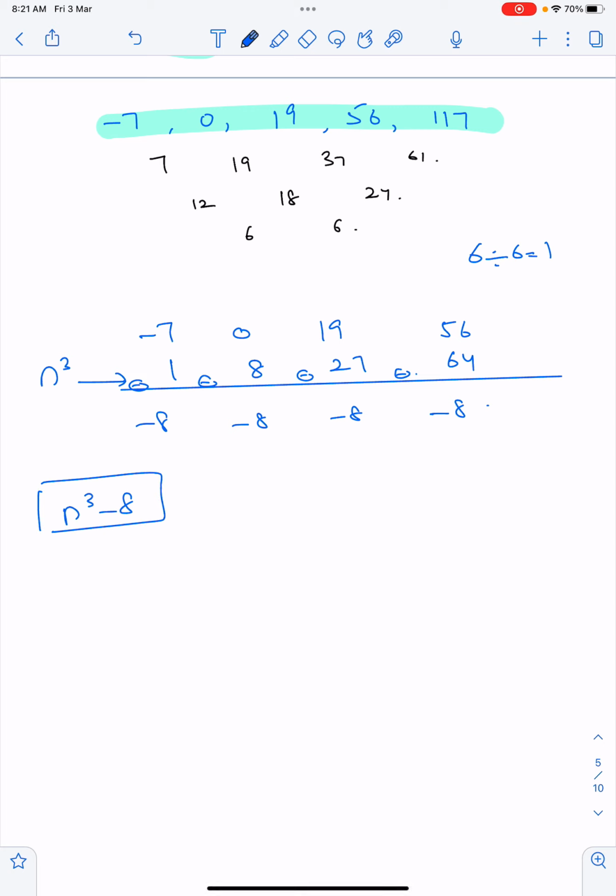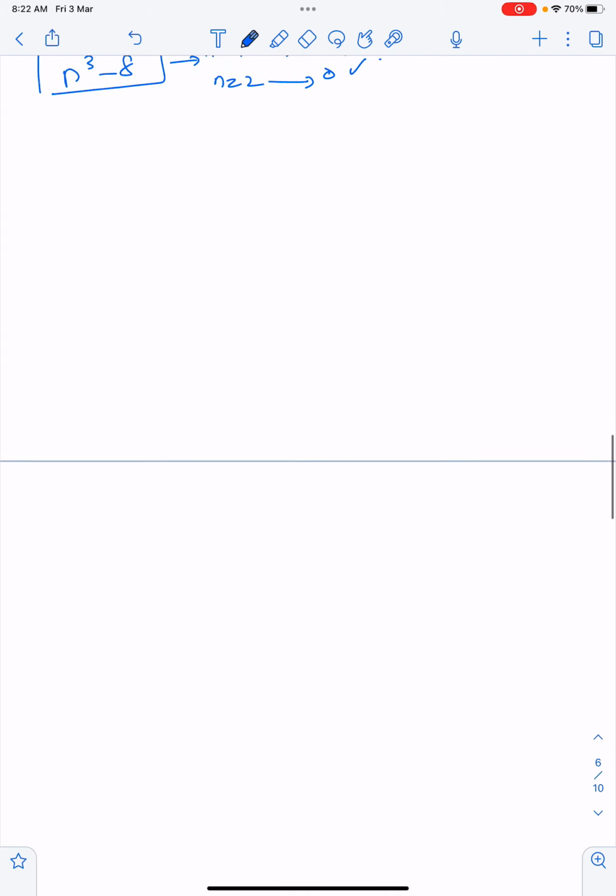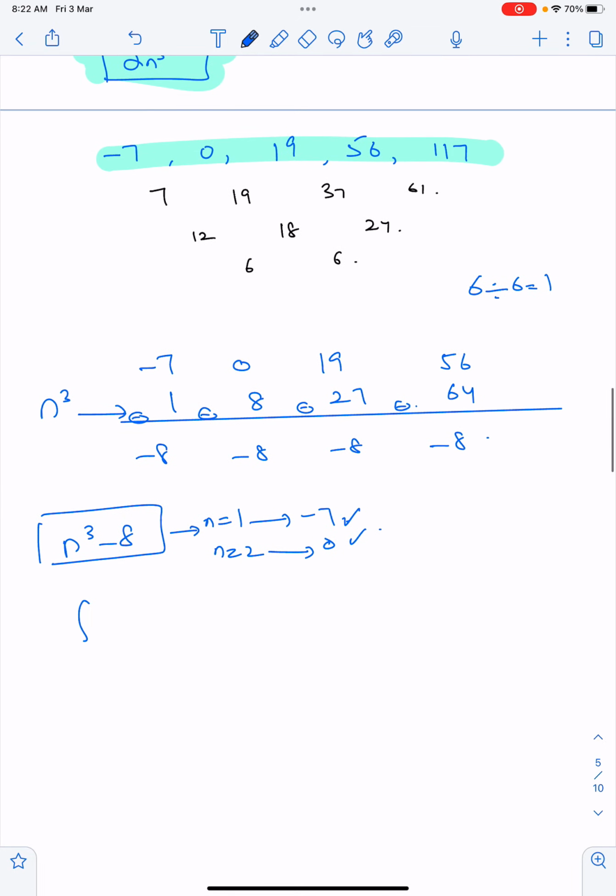If you want to check, substitute n as 1. So 1 cube minus 8 is minus 7. n is 2, so 2 cube is 8. 8 minus 8 is 0. So it's correct for both. We checked it with the first and the second term. Now we use the formula here.